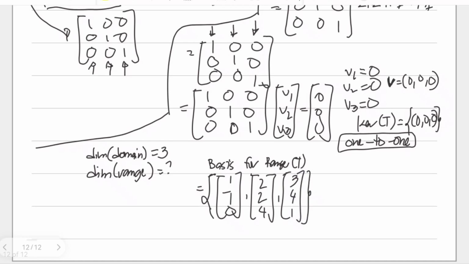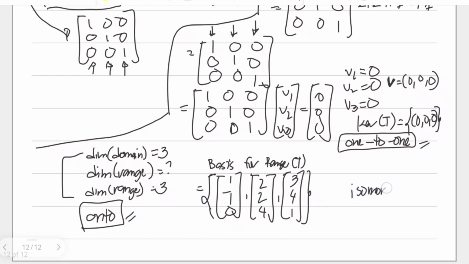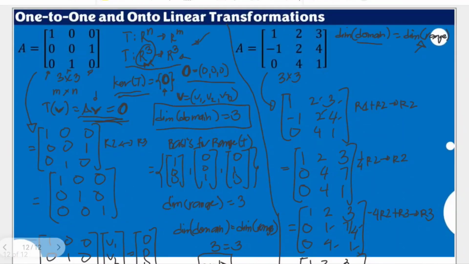So we have here 3 different vectors. So the dimension of your range is also 3. Being equal to each other, we can say that it is an onto linear transformation as well. Now, it's onto and it's a 1-to-1 linear transformation. Hence, the linear transformation defined by the second matrix here is also an isomorphism. That is how we show 1-to-1 linear transformation, onto linear transformation, and the isomorphism using these 2 3x3 matrices.